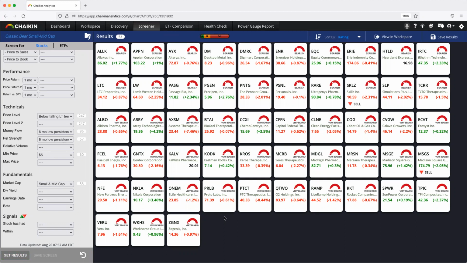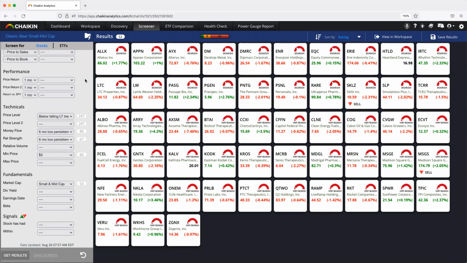53 results. The truth of the matter is that the average stock has not been doing well. The market has continued to move higher, but fewer and fewer stocks are participating. So having 53 small and mid cap classic bears is not too surprising. However, I will add, this is a large number of stocks to be looking through.